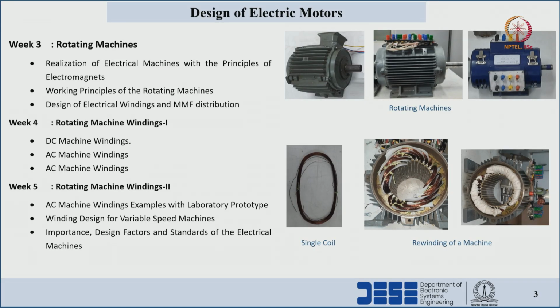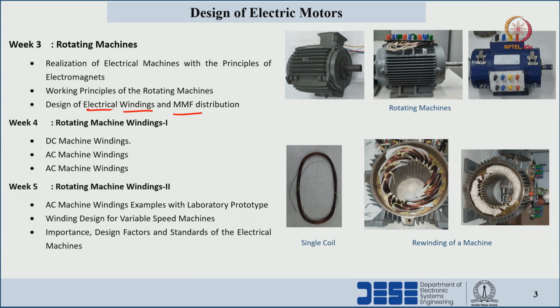To realize any type of machine we require two magnetic fields. Based upon the attractions and repulsions of these two fields, it will generate a torque. So, how to create these two magnetic fields? We require some kind of windings. So, for a given winding, what is the MMF distribution and what type of magnetic fields will be involved, whether it is rotating magnetic fields or stationary fields, we will discuss in detail.